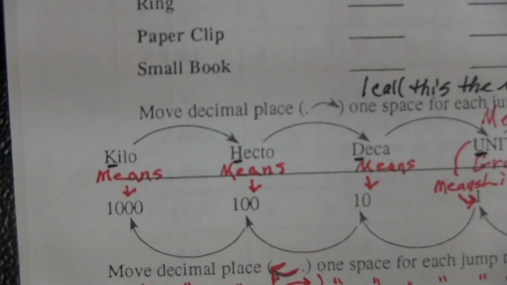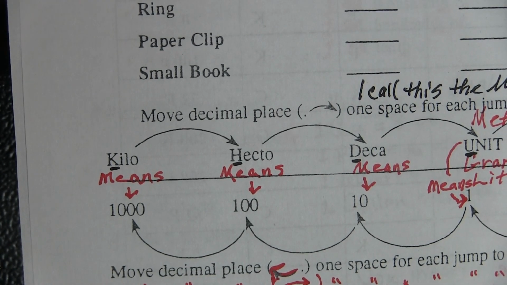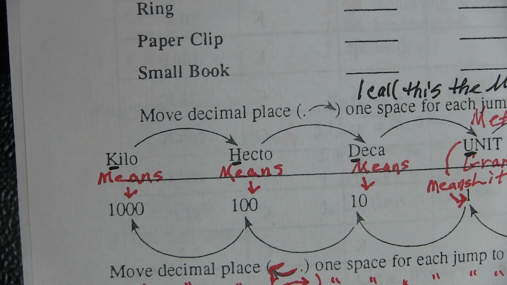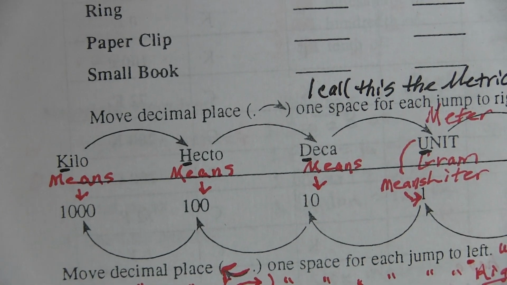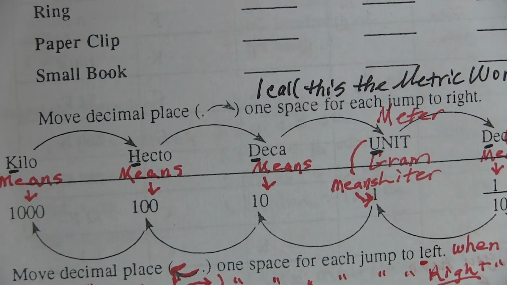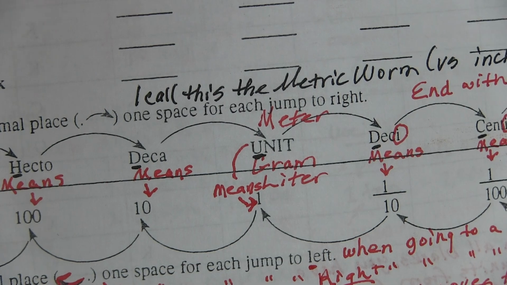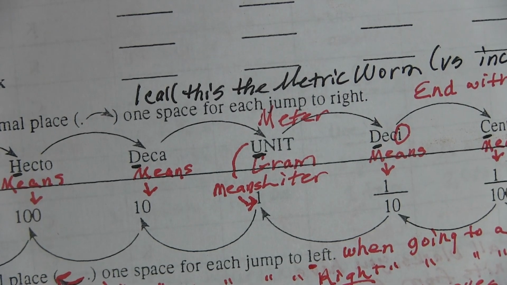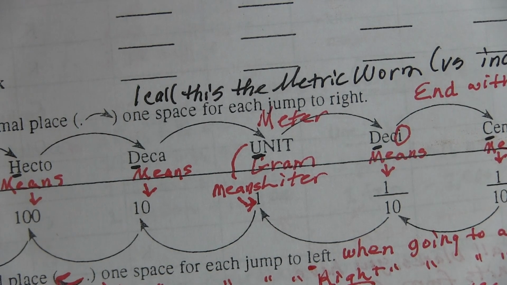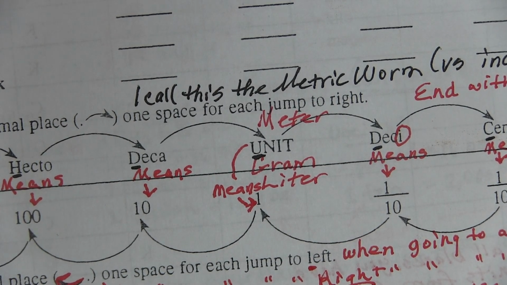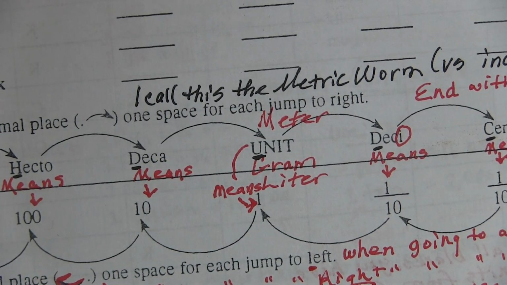I'll zoom too much here, it's kind of blurry. Kilo, and I underline the K, underline that. So kilo means 1,000. Hecto, underline the H, means 100. Deca means 10. And then unit, I had to kind of draw a circle, kind of loop around there, but unit means 1. And you recognize those from the first page. The unit for distance is meter, for weight, gram, for volume, liter.